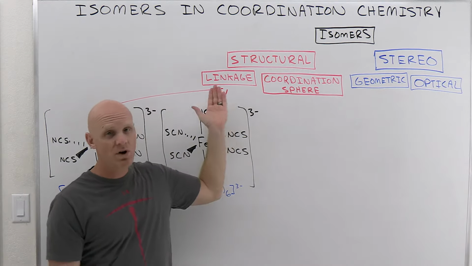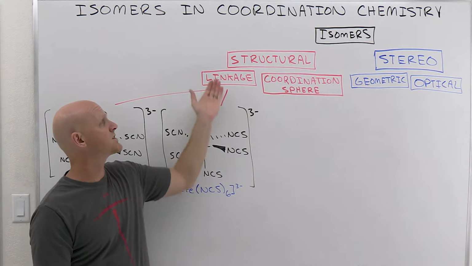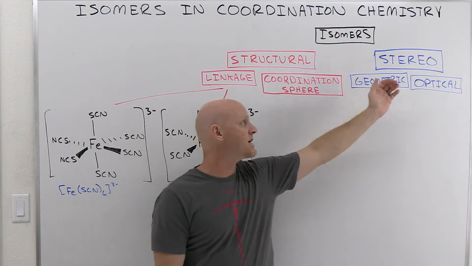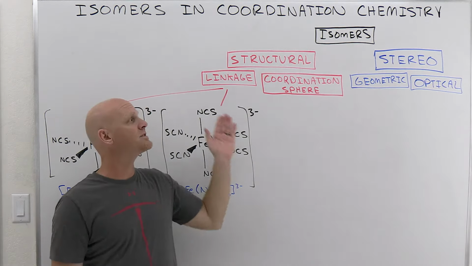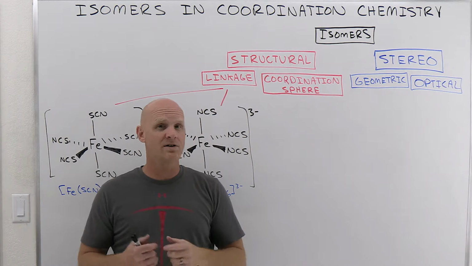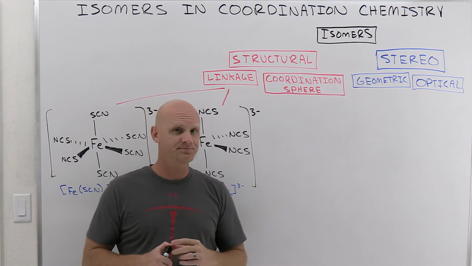Now, there are two types of structural isomers. There are also two types of stereoisomers. The two types of structural isomers are linkage isomers and coordination sphere isomers. The two types of stereoisomers are geometric isomers and optical isomers. We're going to take some time to talk about all four of these different classes and how you can recognize, either by a formula or by the structure, which of these types of isomers you might actually have.